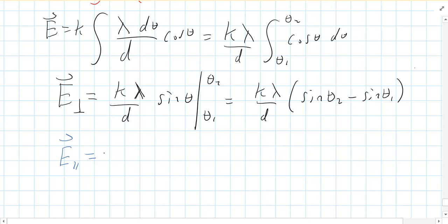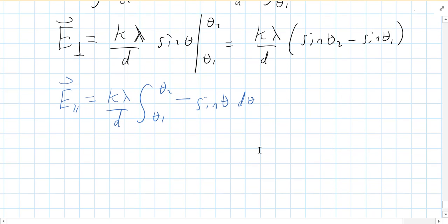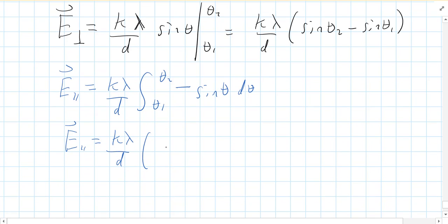So I'll start there. So E parallel would be k lambda over d, the integral from theta 1 to theta 2 of negative sine of theta d theta. What's the integral of negative sine? Cosine. So you get E parallel equals k lambda over d, and then you can go ahead and evaluate that too, and you get cosine of theta 2 minus cosine of theta 1. So that's your E parallel. Okay, so notice the only difference in the two equations is, for the perpendicular it's sine, and for the parallel it's cosine. Now there are two more notes that I want to make about this.